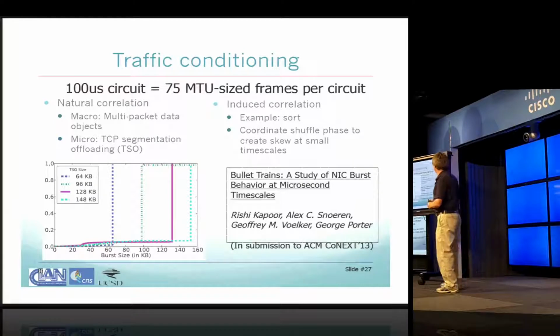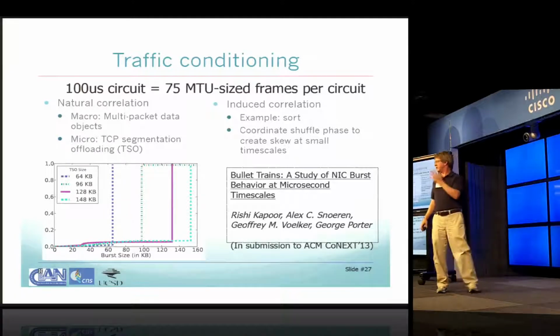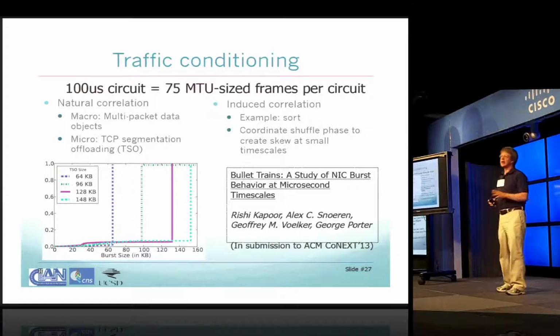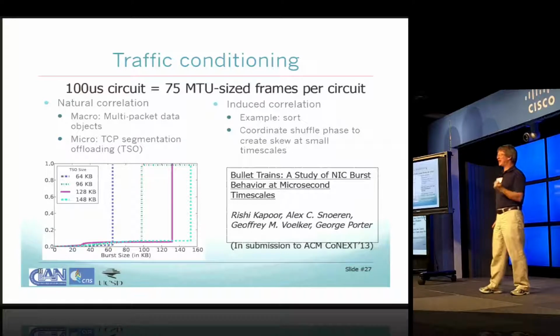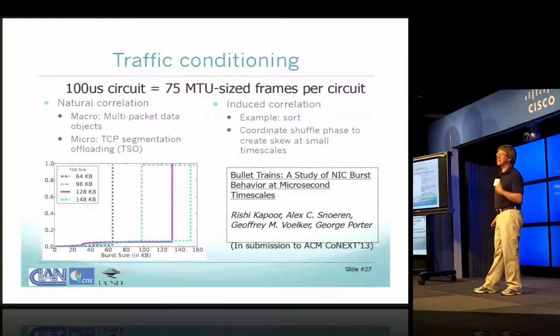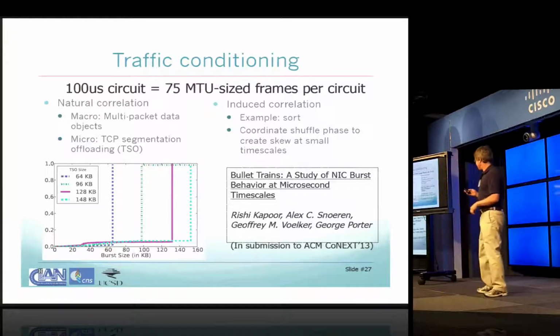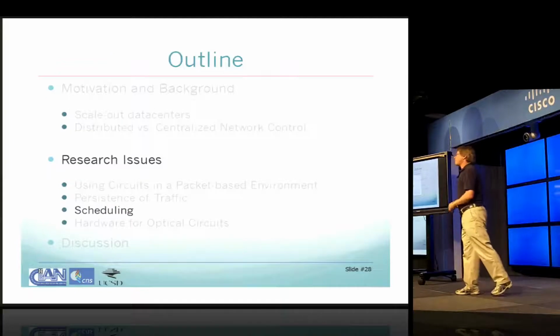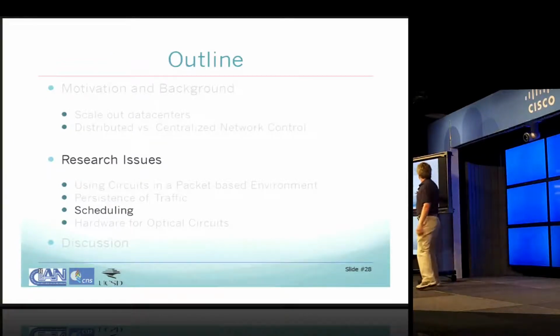This is a reference to a paper published on this, bullet trains. For people who are familiar with Poisson traffic, I can guarantee you that at the level we're looking at, the Poisson traffic model does not work. You see these correlated bursts, and we actually don't want it to work. We want it to burst. It doesn't work, and we want to take advantage of that to set up our circuits. So that was the outline of the persistence of traffic.